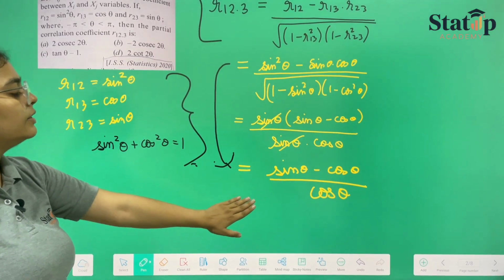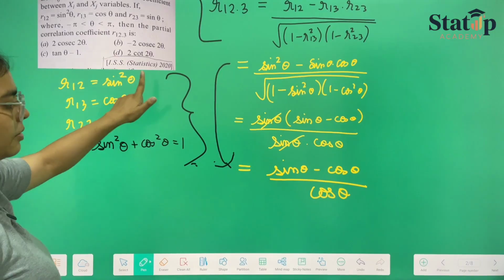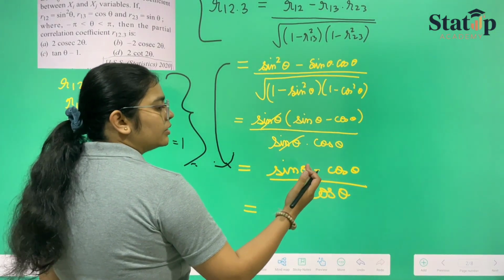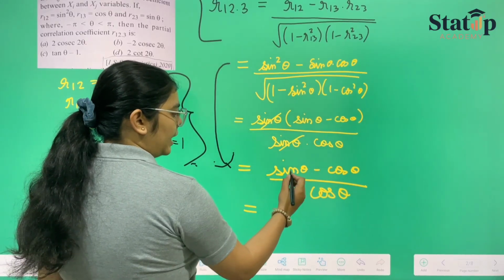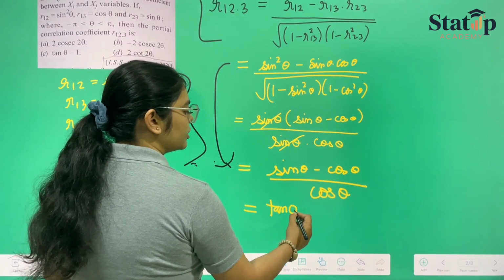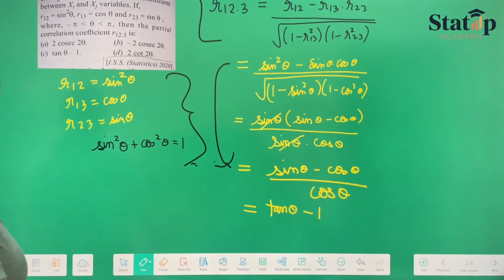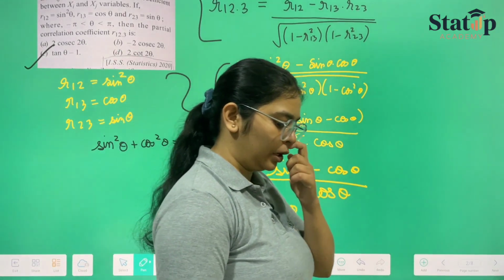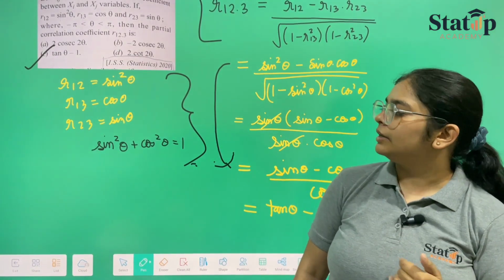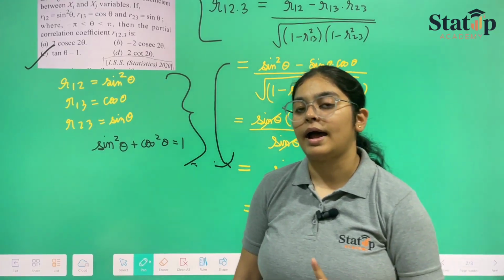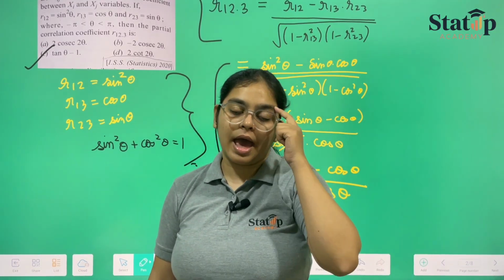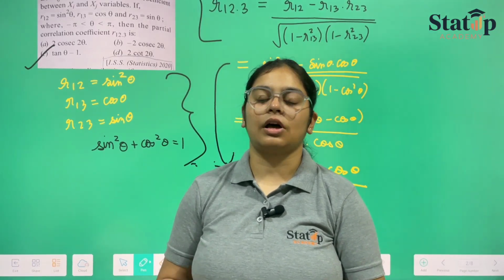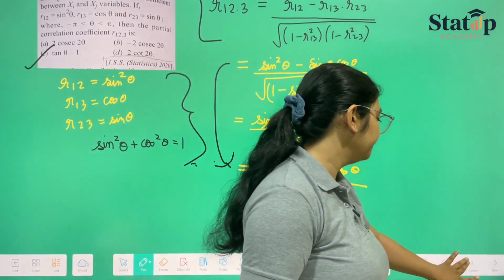And one more thing. First of all, we'll see whether this answer is matching with any of the options. This is not matching, so we'll divide the denominator individually from the numerator. So sine upon cos will be tan theta and cos upon cos will be 1. So tan theta minus 1, which gives our option number C as our answer. So this was your 2020 PYQ question, and it was a bit lengthy. It had two main concepts, trigonometric ratios, and the second one is this one only, the partial correlation coefficient. This is how you attempt the question in the examination.